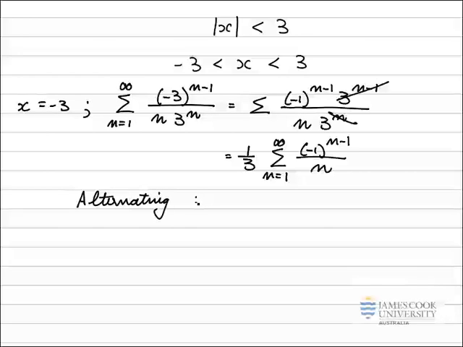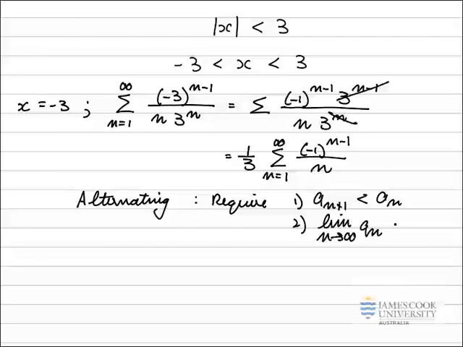And for an alternating series to converge, we use the alternating series test. And so we require two things. The first thing is that a_(n+1) needs to be less than a_n. And the other thing that we need is that the limit as n approaches infinity of a_n equals 0. So we've got two conditions that must be satisfied for the alternating series test to converge.